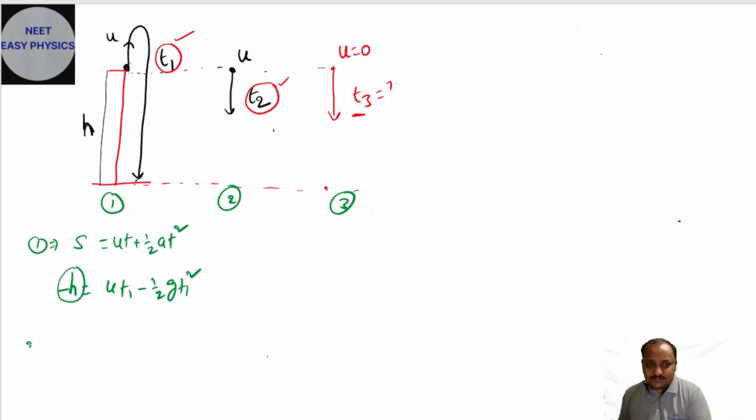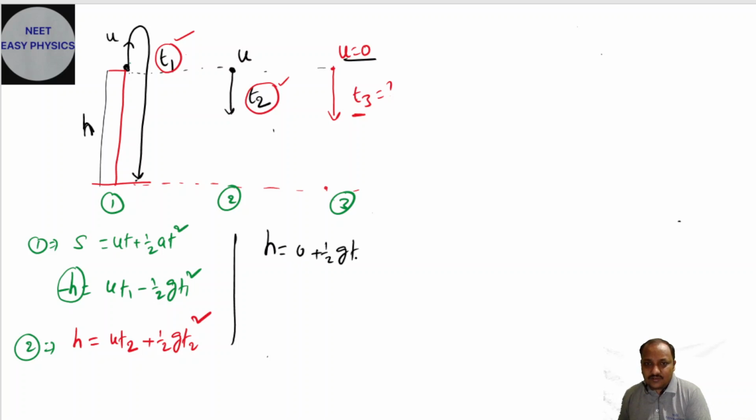In the second case, in place of displacement, we will write h. h is equal to ut2 plus half g t2 square. In the third case, h is equal to u is 0, so 0 plus half g t3 square. So you can call them equation numbers 1, 2 and 3.